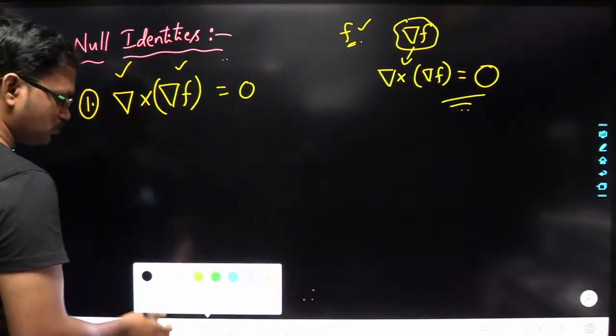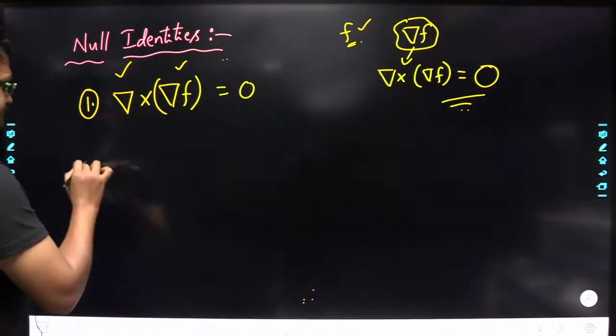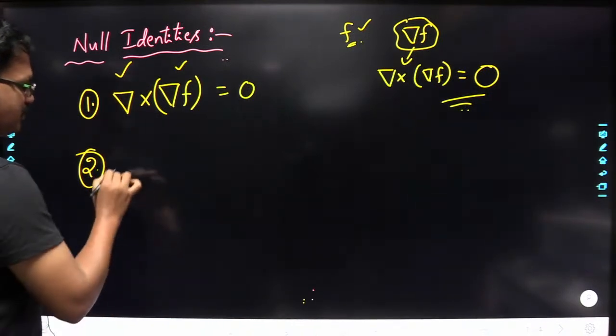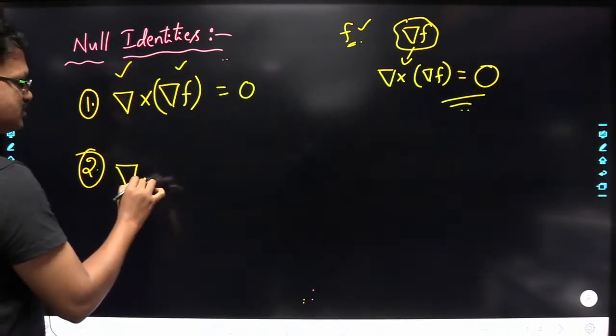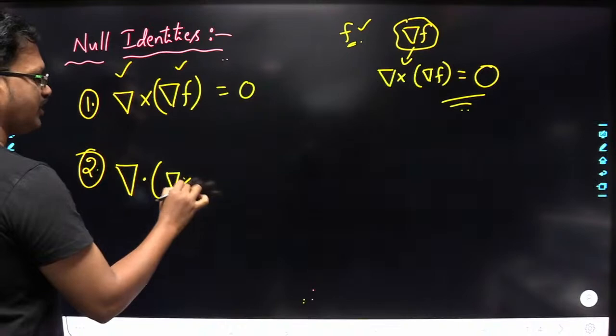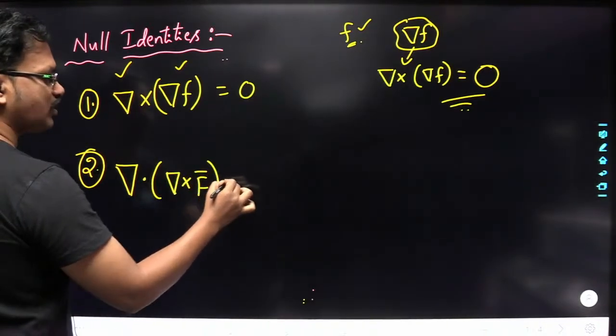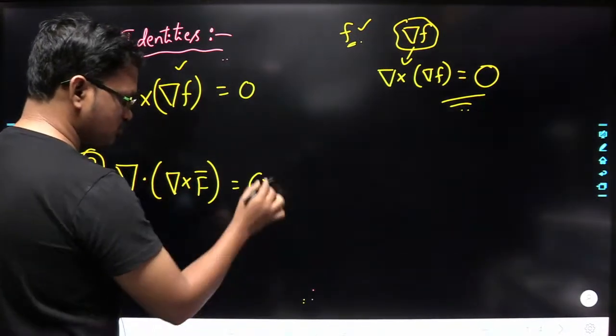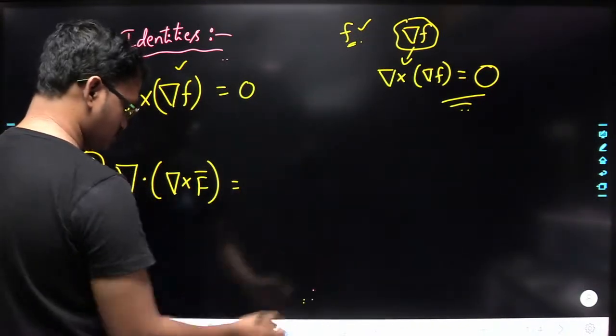You have two null identities here. The second one: the divergence of the curl of any vector field is always equal to 0.